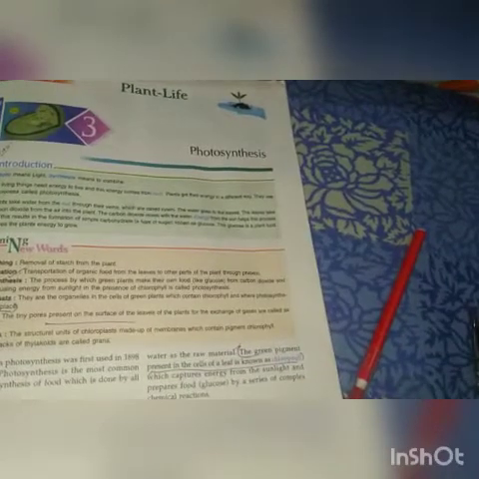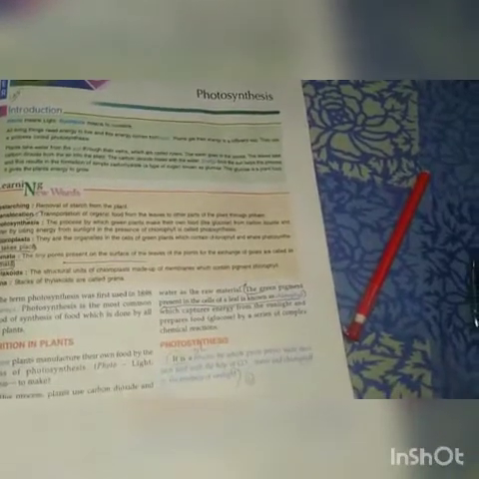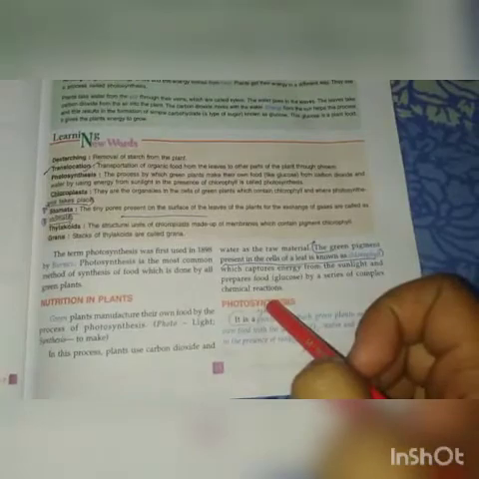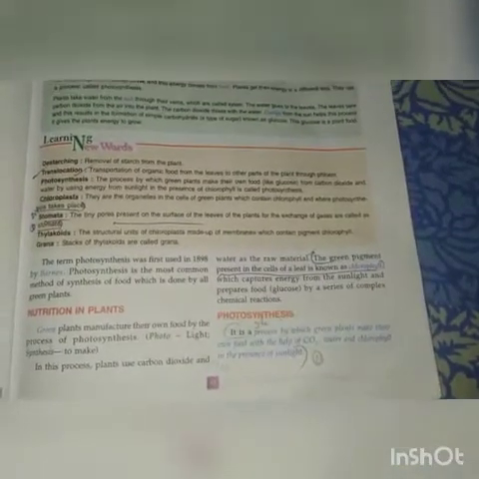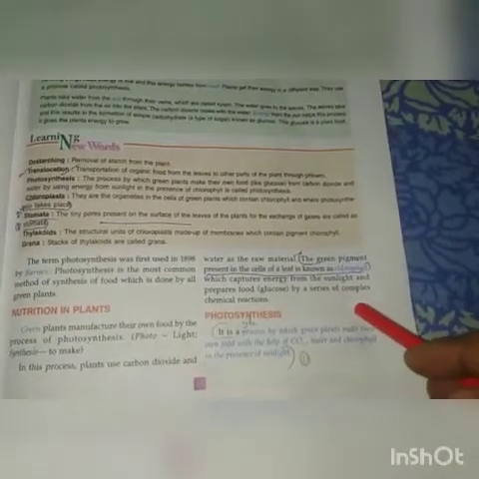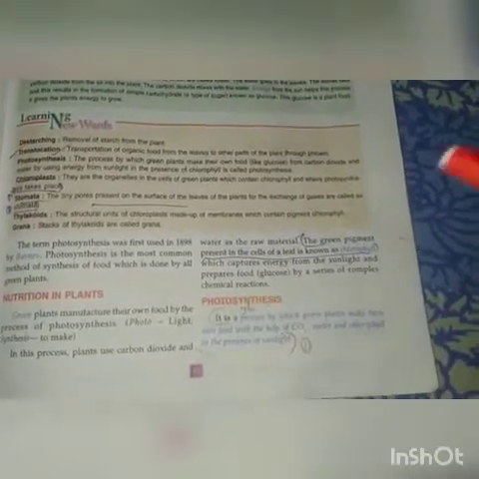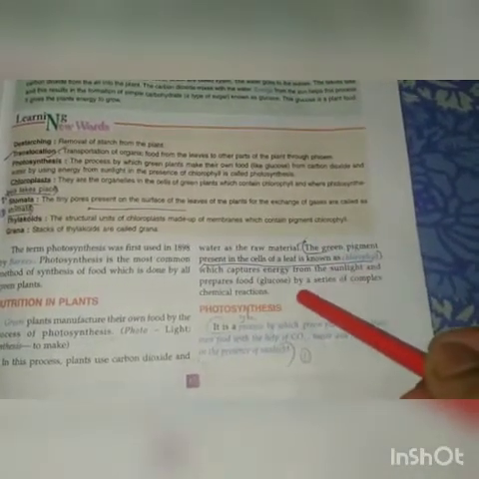Today's lesson is photosynthesis of class 7. Photosynthesis is a very common process in plants where they can make their own food. And to make this food, plants require carbon dioxide as a gas, water as a raw material, and a green pigment, that is chlorophyll, which is present in our green plants.